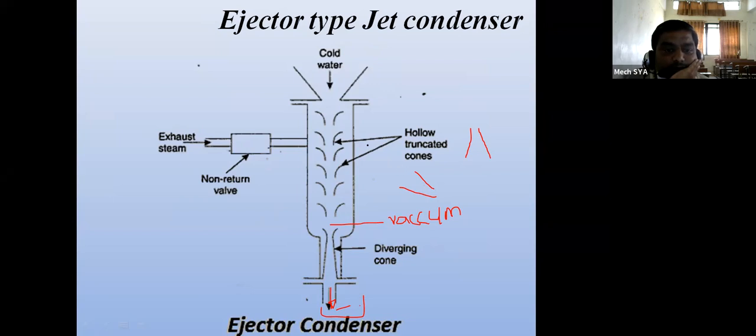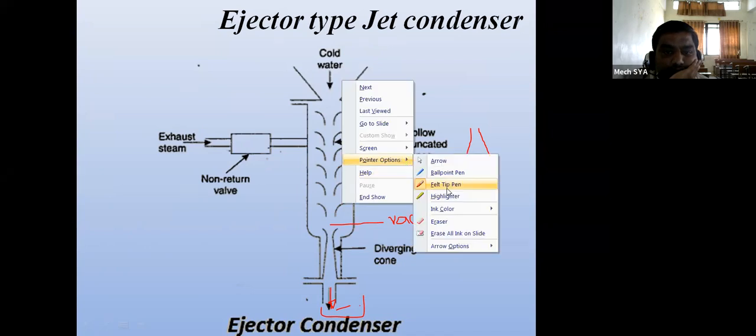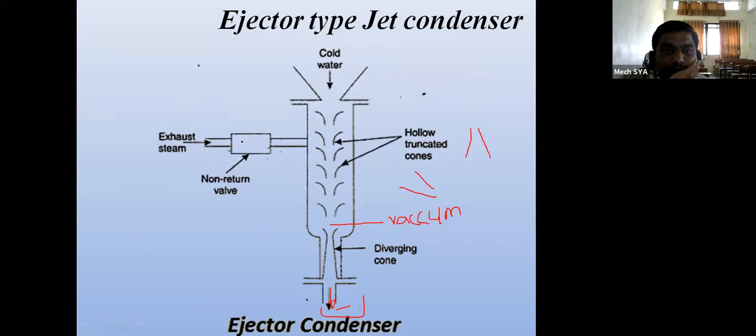Non-return valve means what? Anybody of you? What is the function of the non-return valve? It allows the fluid or the steam in only one direction. Only in this direction the steam is allowed, and it is not allowed in the other direction. So the steam will not return back, and it will flow in this direction only.